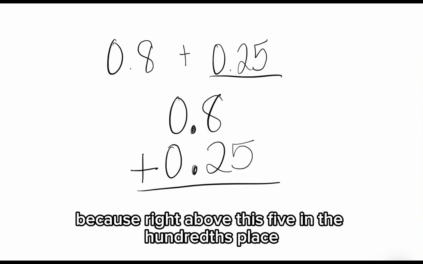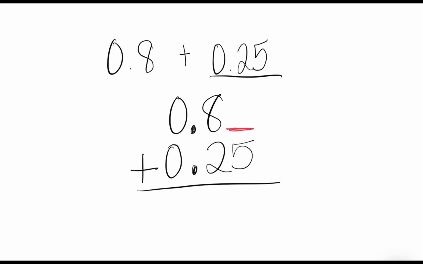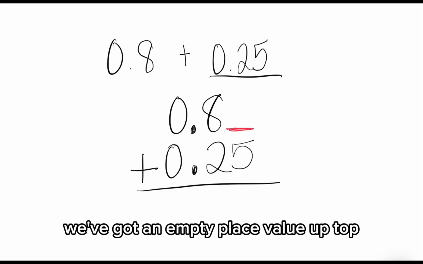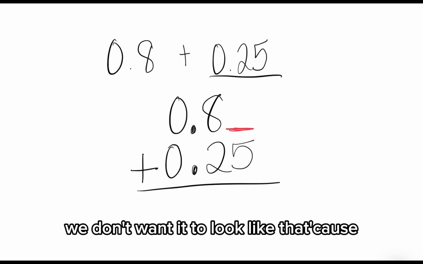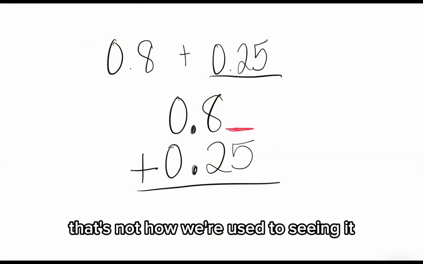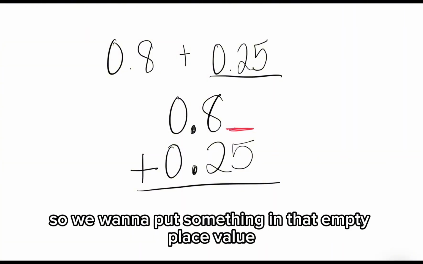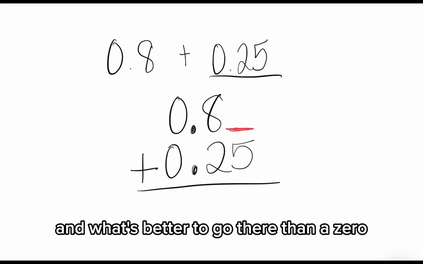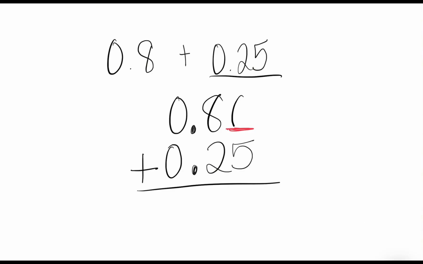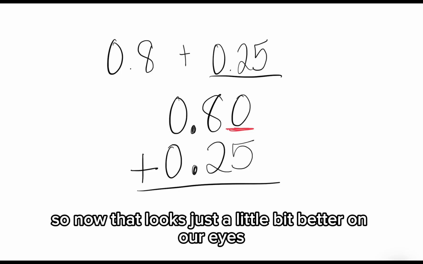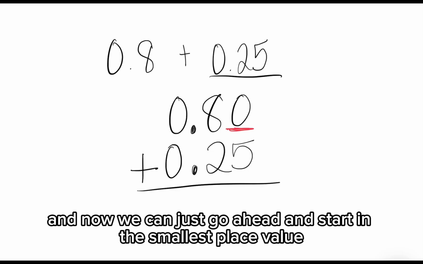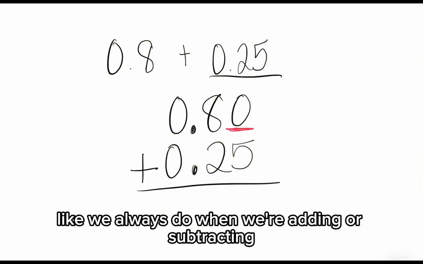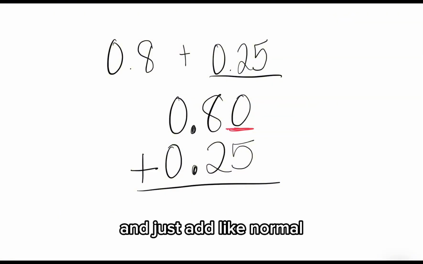Because right above this 5 in the hundredths place, we've got an empty place value up top. And I always tell my students that this just looks disgusting. We don't want it to look like that because that's not how we're used to seeing it. So we want to put something in that empty place value, and what's better to go there than a 0? So now that looks just a little bit better on our eyes. We're not trying to add where there's nothing there. And now we can just go ahead and start in the smallest place value like we always do when we're adding or subtracting, and just add like normal.